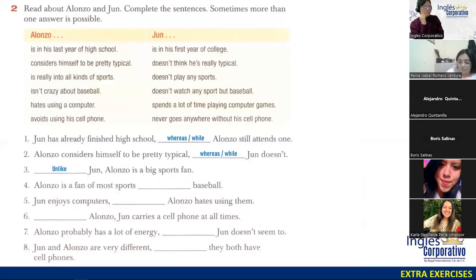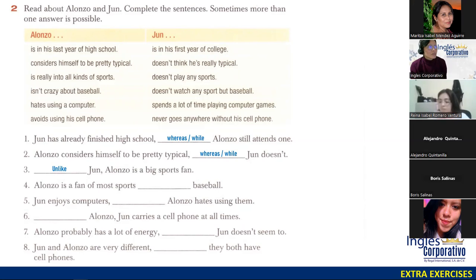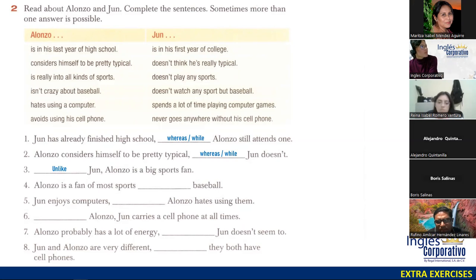Muy bien. What about number four? Number four. Maritza, please. Alonso is a fan of most sports, except that baseball? Except? Pero that except, comenzaría una cláusula nueva. Except for baseball. Muy bien, correcto. What about number five?